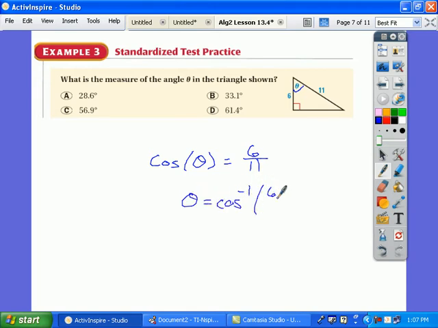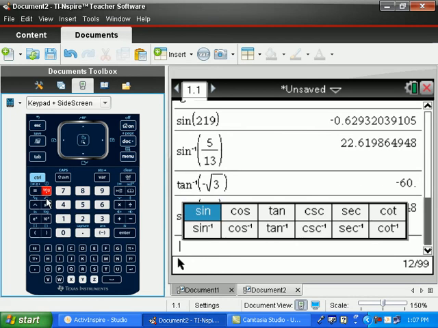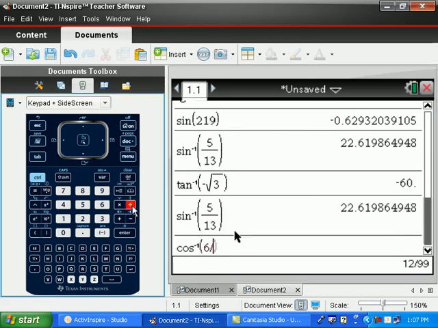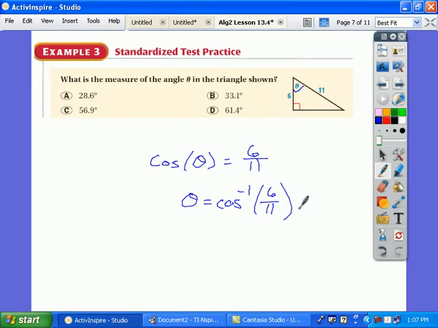And now again, we can go right to our calculators. Our calculators can calculate this. And we go cosine inverse 6 divided by 11. And that is 56.9. We'll call it 57 degrees. Okay. So you should probably give me 1 or 2 decimal places. In this case, rounding at 1 decimal place gets me up to 57.